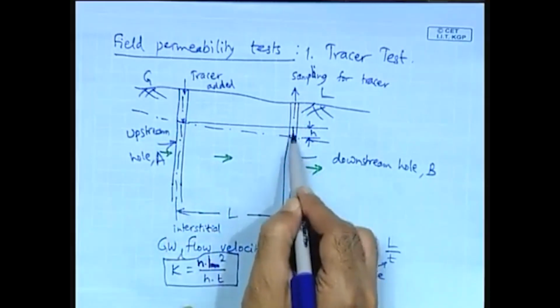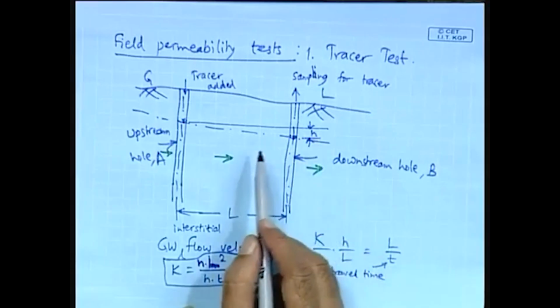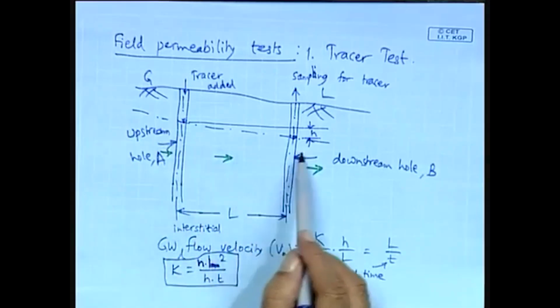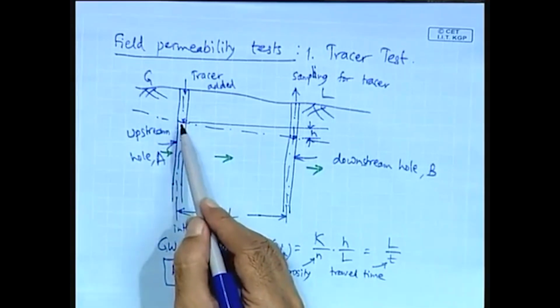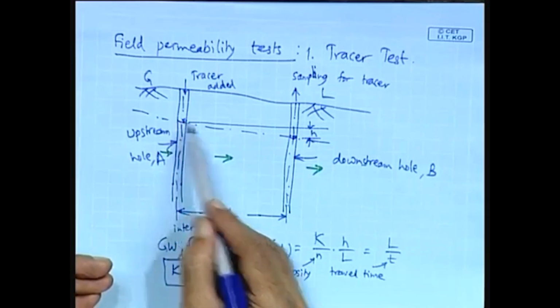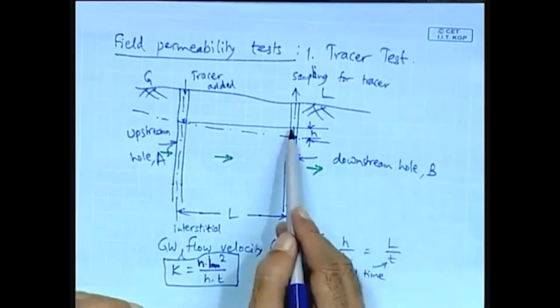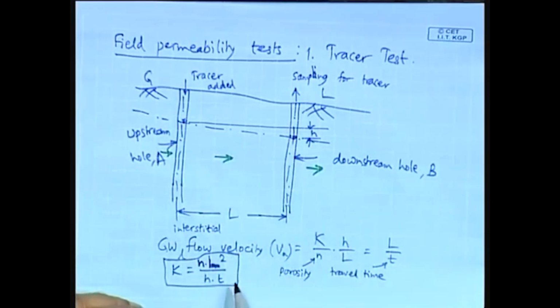So, let me show the center line here for these two. L is the center to center distance, and H is the level difference of groundwater in the upstream hole A and the downstream hole B, and T is the time of travel. A sample is added here initially, and then the stopwatch is started, and as soon as the sample reaches the downstream hole B, the stopwatch is stopped, so that it gives the travel time T.